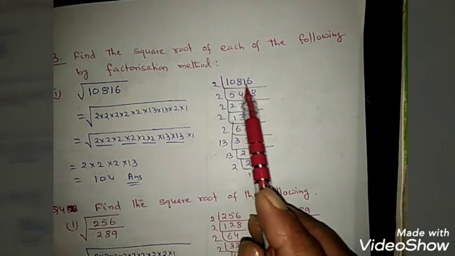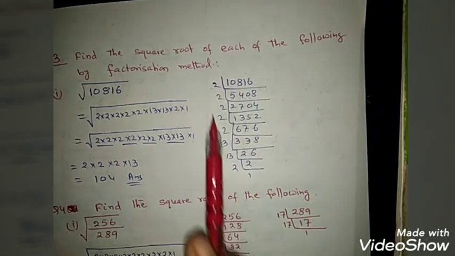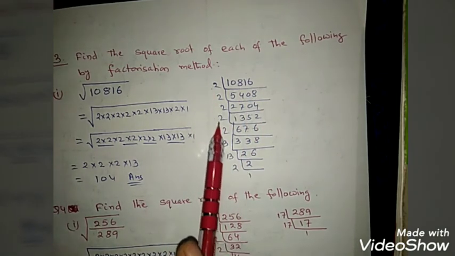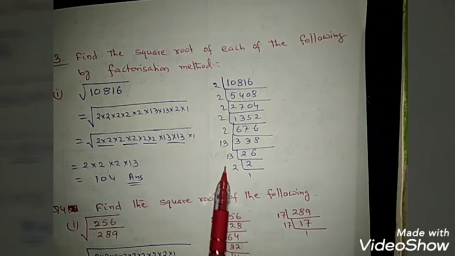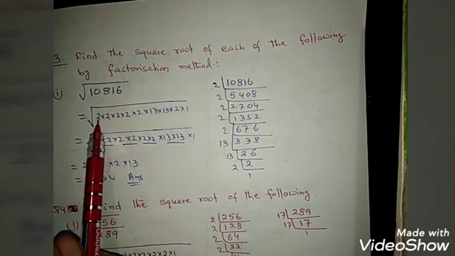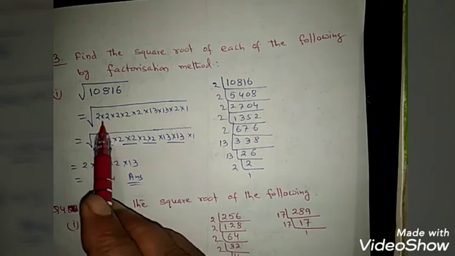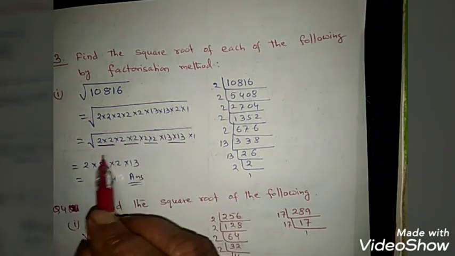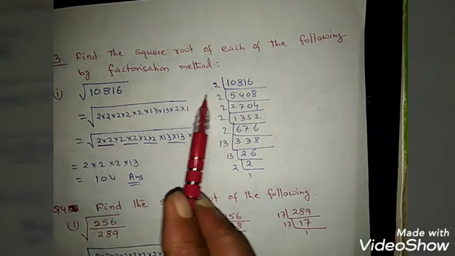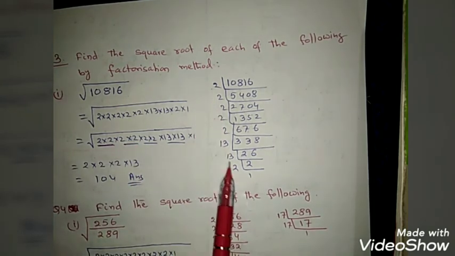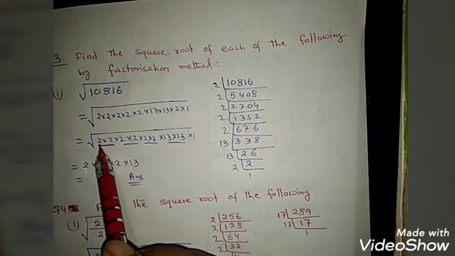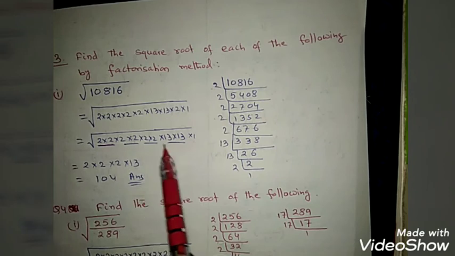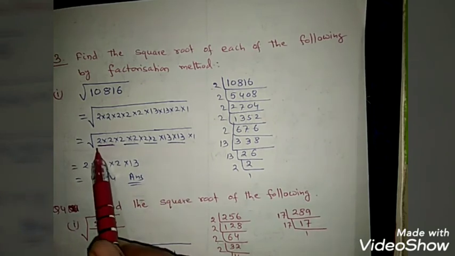We will find out the factors of 10,816, and we find that the factors of 10,816 are nothing but 2 into 2 into 2 into 2 into 2 into 2 into 13 into 13. So I have written the factors here, and then I have arranged them. We will find that the total number of 2's is 1, 2, 3, 4, 5, 6. So I have arranged these 6 2's first, 2 into 2 into 2 into 2 into 2 into 2, and then 13 into 13.